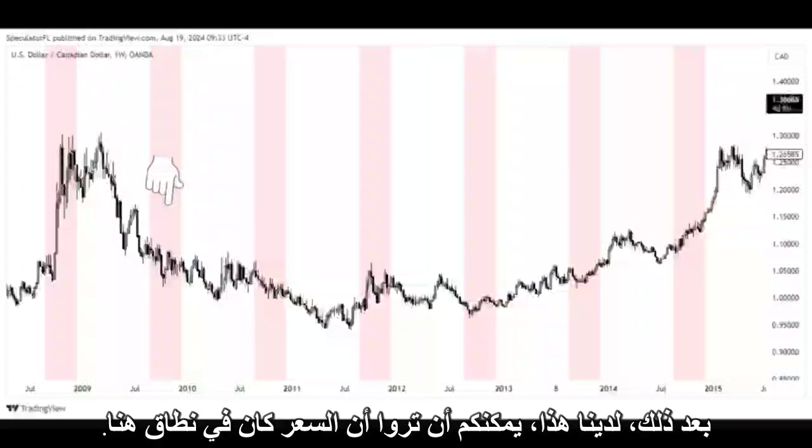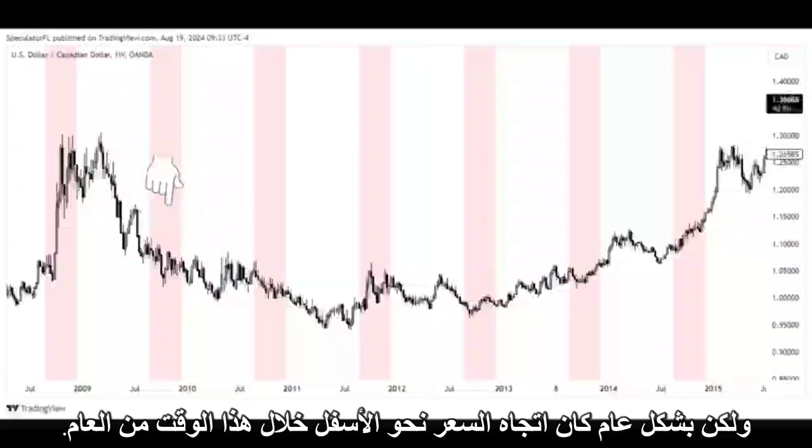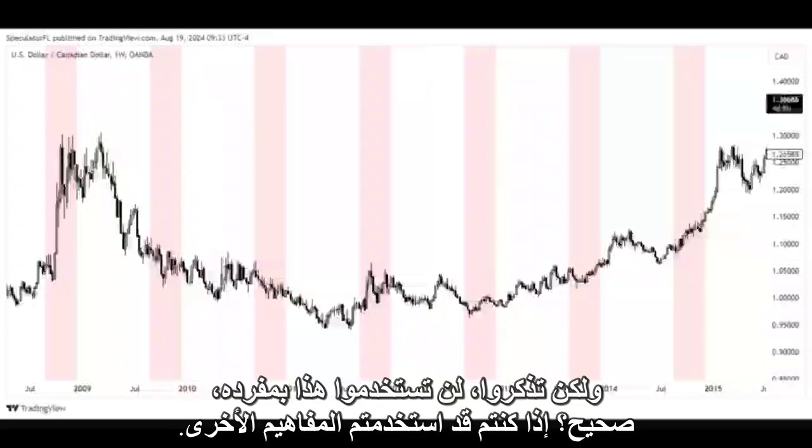Next up we've got this one. You can see price kind of ranged here and had this up move for a small time, but overall the price direction was to the downside during this time of the year, which means that it did not follow the seasonal tendencies. But remember, you wouldn't use this alone, right?